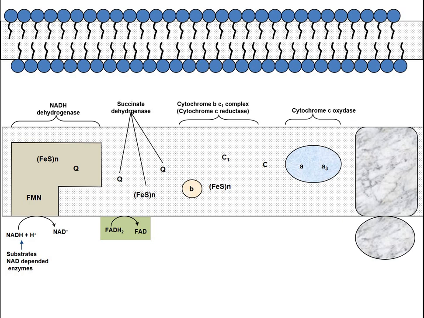The fifth respiratory complex is called ATP synthetase. It consists of 2 parts. One of them is located inside the mitochondrial membrane and another is in the mitochondrial matrix.